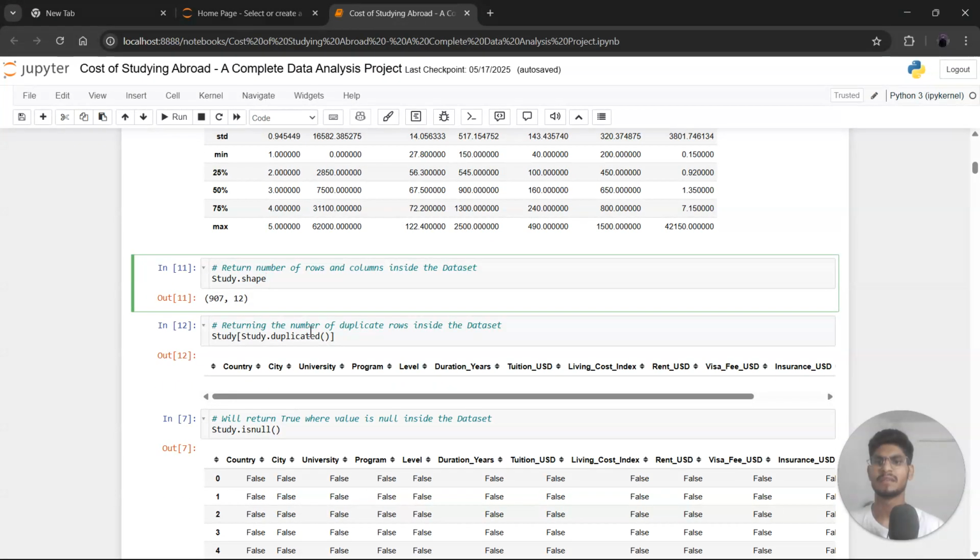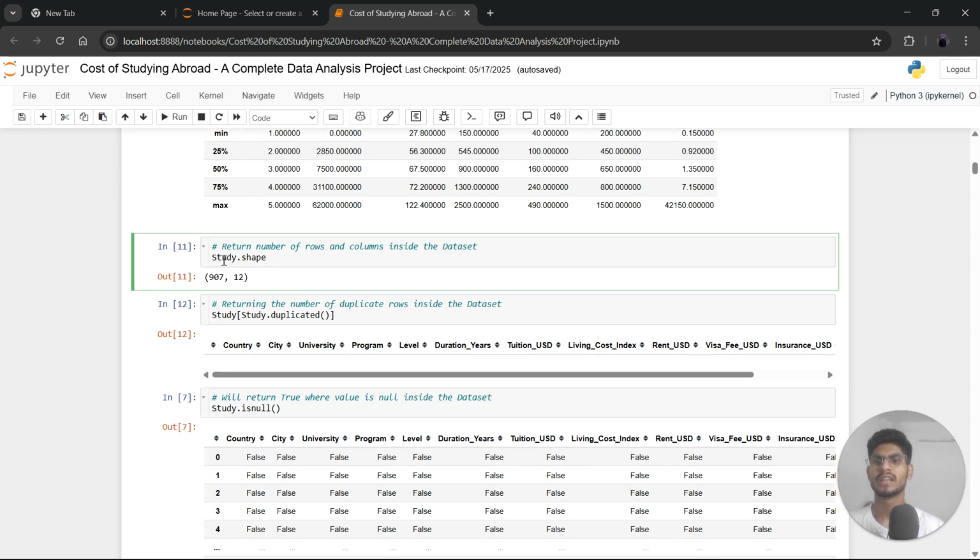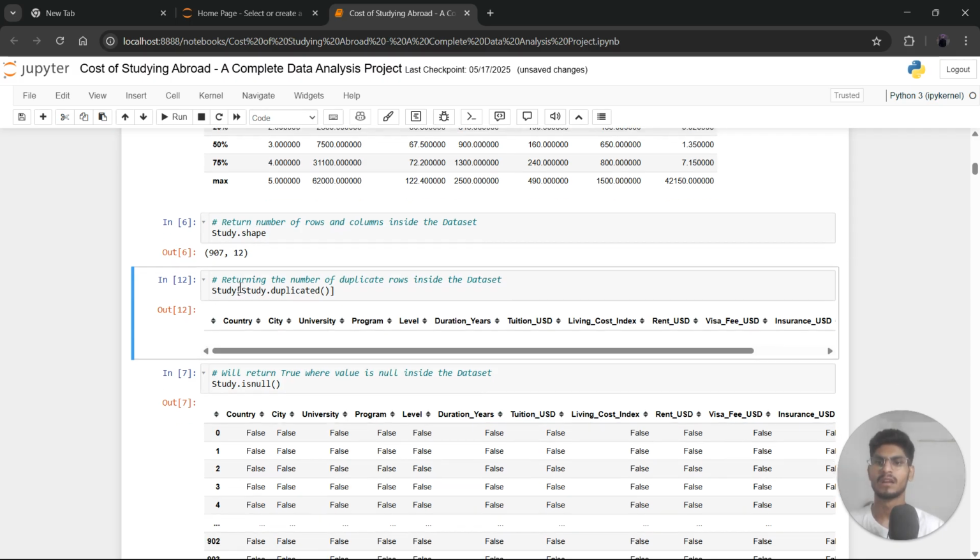Now we are using the shape function. What it is doing here is returning the number of rows and columns. So we are using study.shape to return the number of rows and columns. Here we have 907 rows and 12 columns.